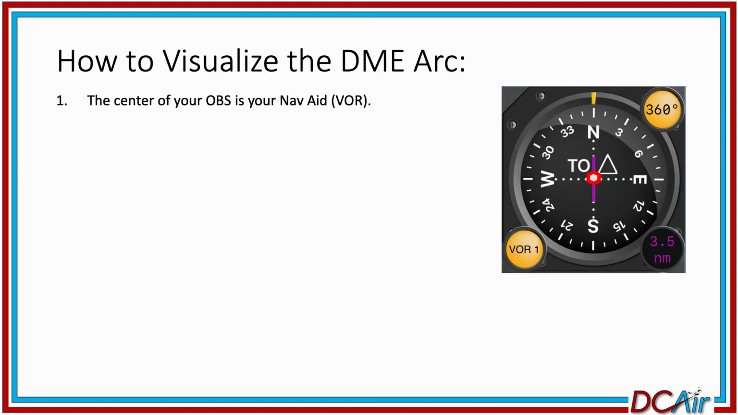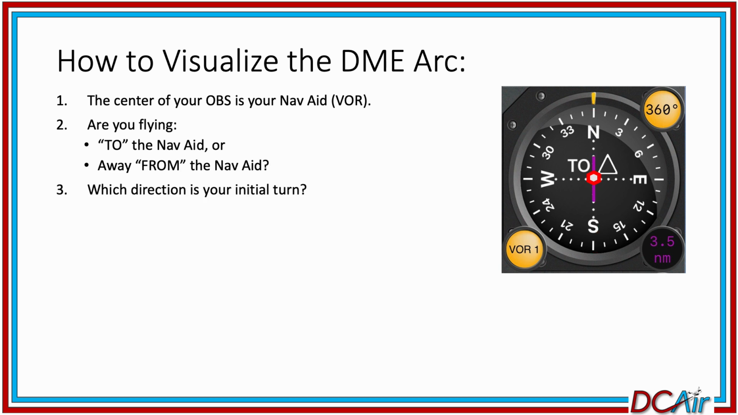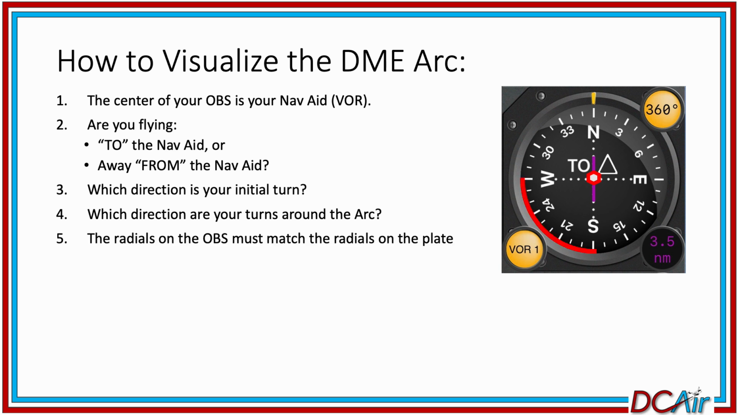To visualize the DME arc, the center of your OBS is the nav aid, typically the VOR. The next step is to determine if you are flying to or from the nav aid. Then determine the direction of your initial turn, in this case left. Then, identify the direction of the turns around the arc, in this case right. Note that the radials of the OBS match the radials that we cross on the approach plate.